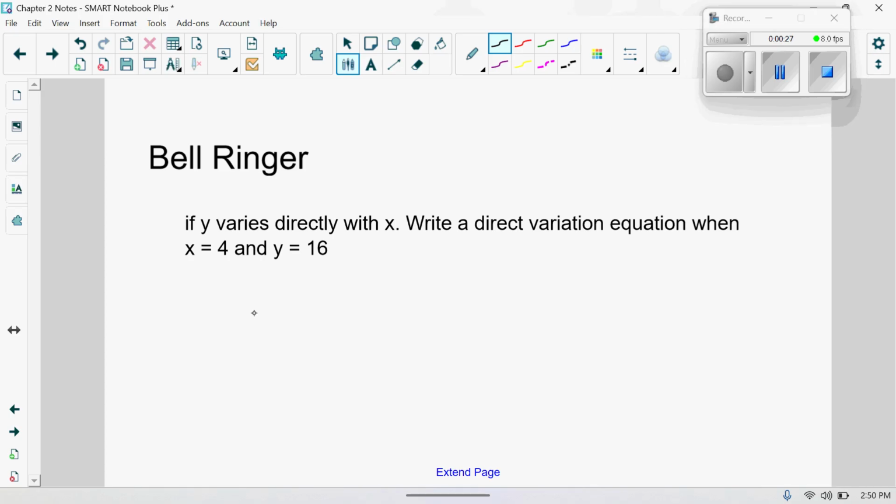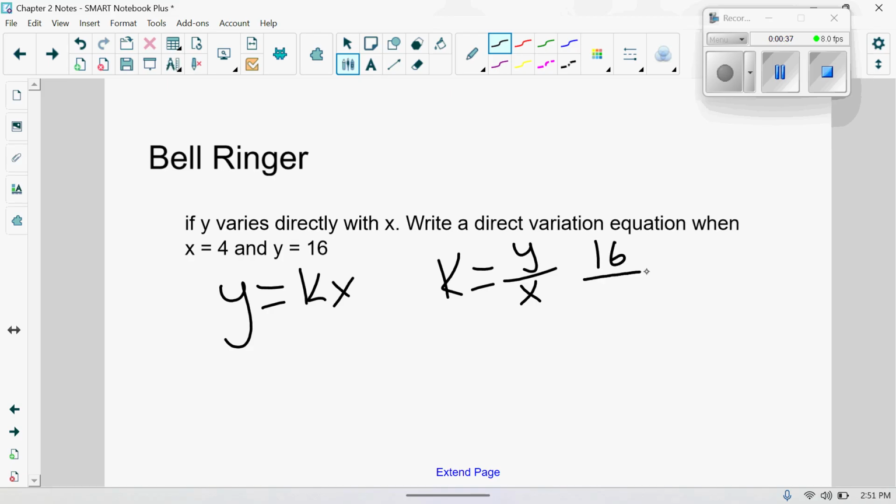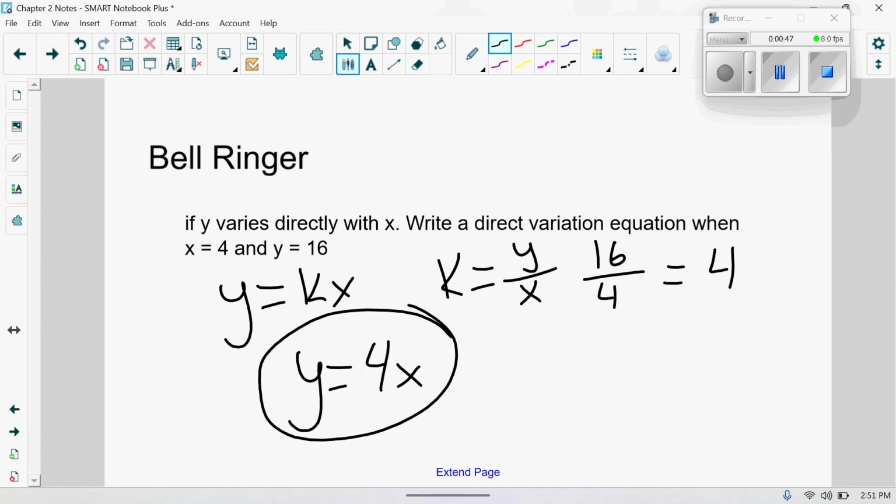So we need something that looks like this, y equals kx. We know from yesterday we find k by taking y divided by x, so 16 divided by 4 means our k value is 4. And so y should equal 4 times x. And that's our direct variation equation here.